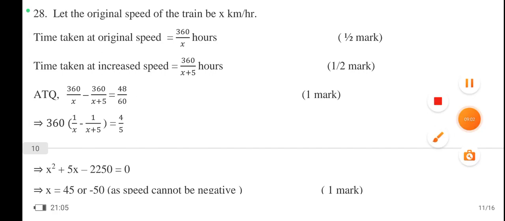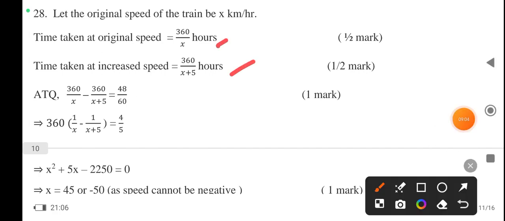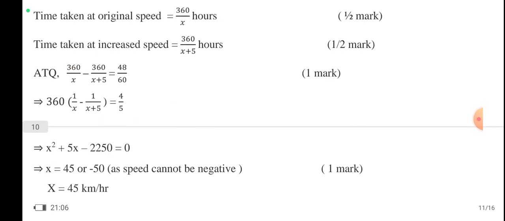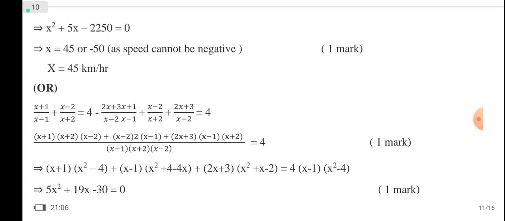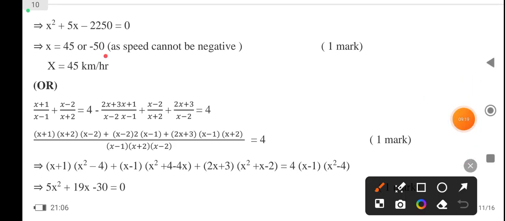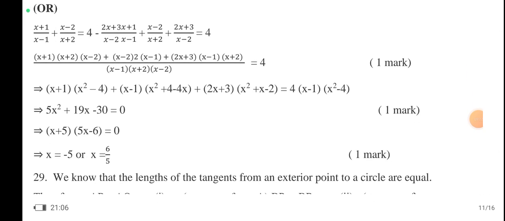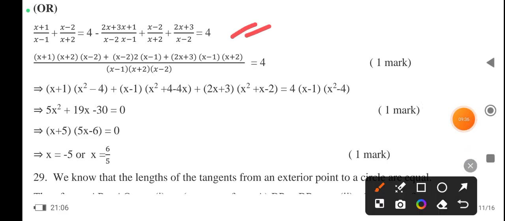Train sum: you are getting 360 by x and 360 by x plus 5, both you subtract and get 48 by 60, that is 4 by 5, getting the equation x square plus 5x minus 2250 and getting the value of x. Negative is not possible. Trains, you know this basic. And the normal quadratic equation they have asked in 3 marks. Usually quadratic equation is 5 marks, linear equation 3 marks will be there. But in this question paper, linear equation is 5 marks, quadratic equation 3 marks. Normal simplified quadratic equation sum.